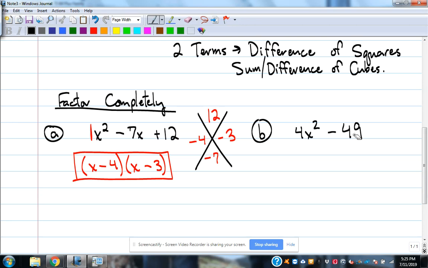Well, there's only 2 terms, and the x has a squared on it. So that makes me think, okay, if it factors, it's going to be a difference of squares. So the way we did that is we tried to rewrite it as what squared gets me 4x squared? Well, what squared gets me a 4? 2. And then an x gets me x squared, right? And then what squared gets me 49?